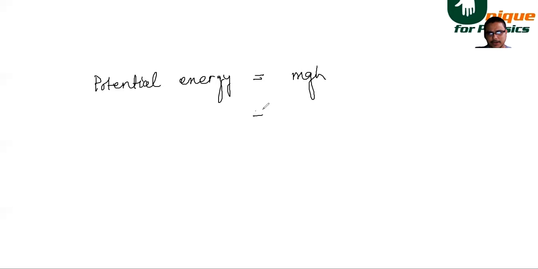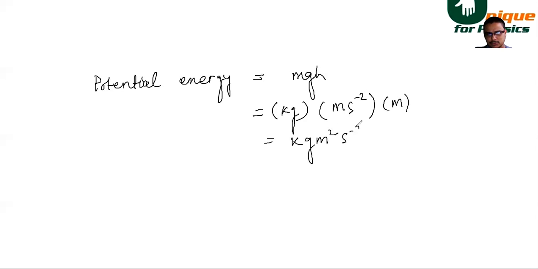When I'm writing mgh, m is for mass, g is acceleration due to gravity, so it has the dimension of acceleration, and h is the height, so it has the dimension of length. So this gives me kg for mass, and for g we got m s to the power minus 2, and height is meter. So now we can write kg m square s to the power minus 2. Dimensionally, it is the same as that of work, joule or J.